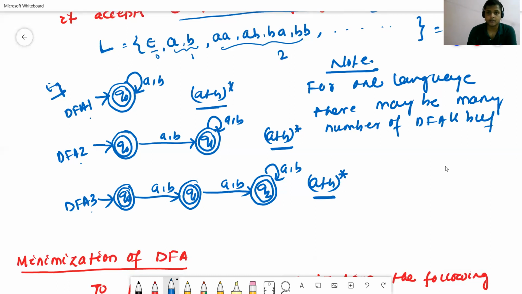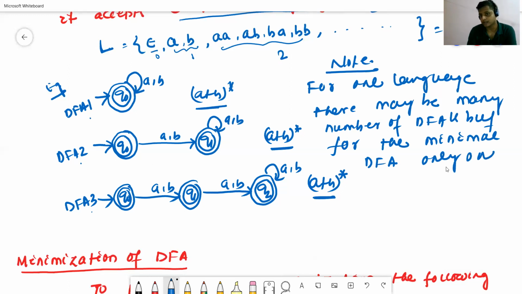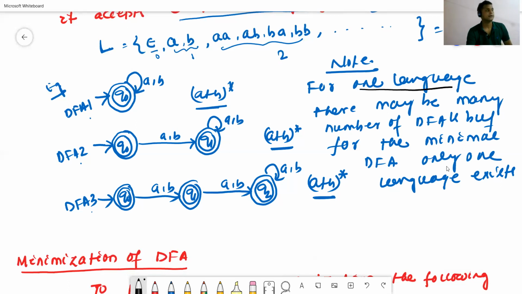But for the minimal DFA, only one language exists. Okay. Try to understand what is the meaning. But for one language, many DFAs exist.